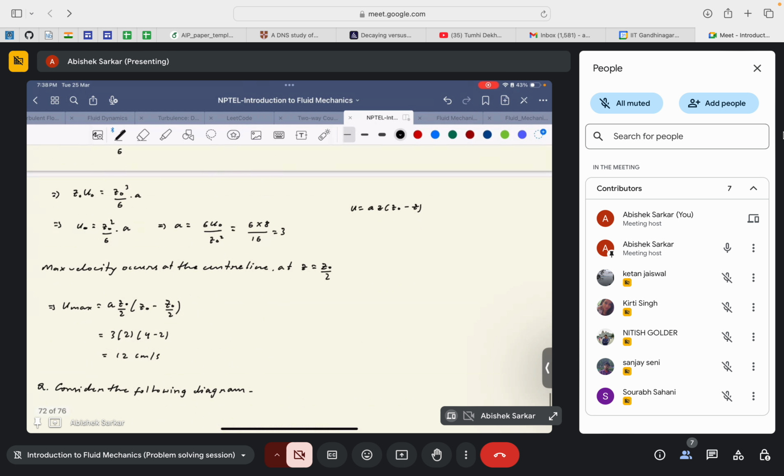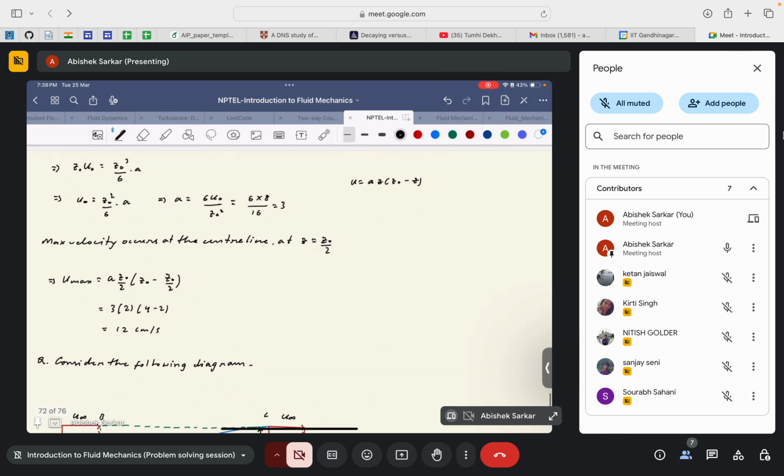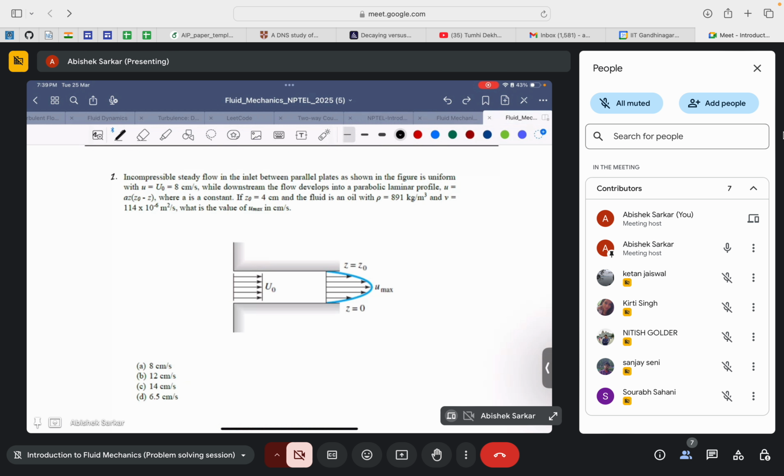Just substitute the value of z as z naught by 2 here, and you will get u equal to u max. Then u max is equal to a times z naught by 2 into (z naught minus z naught by 2). Now if you substitute the values of a and z naught, you will get u max equal to 12 centimeter per second, which is option number B.